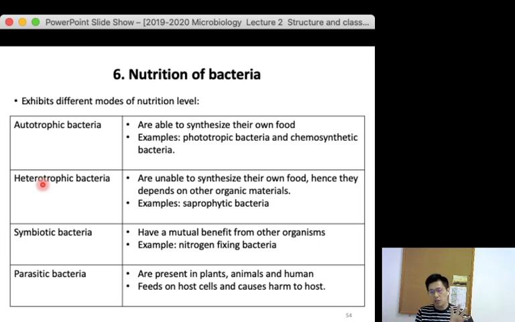They need to hunt. They need to get the food, but they are unable to make it. So this group of bacteria are unable to make food; they need to obtain organic food. A good example: almost all bacteria are saprotrophic. Sapro means they rely on the decomposition of food.